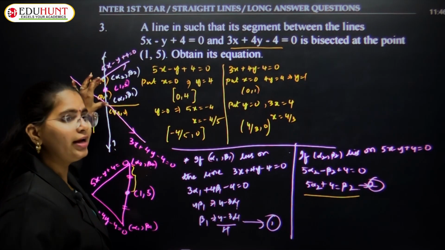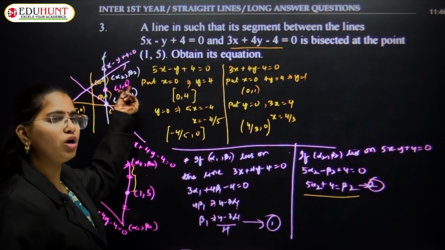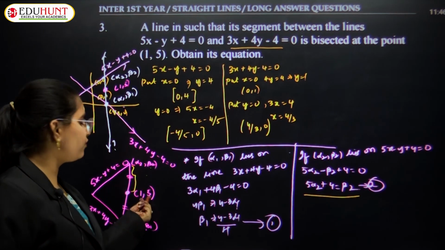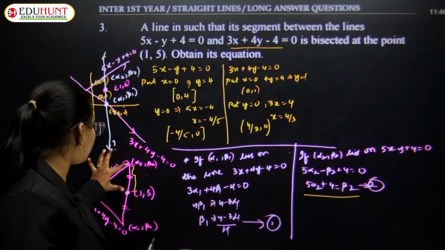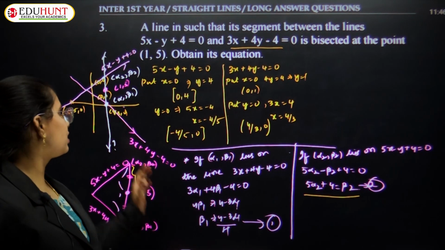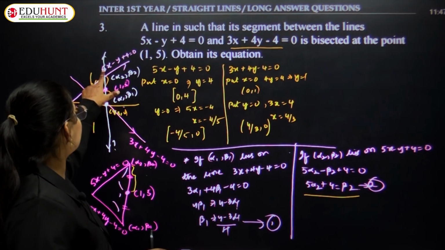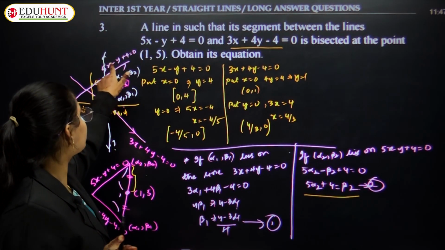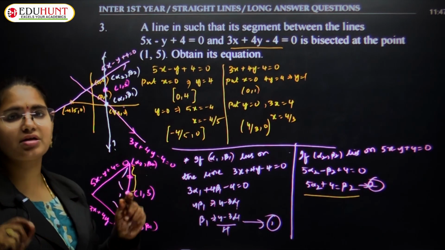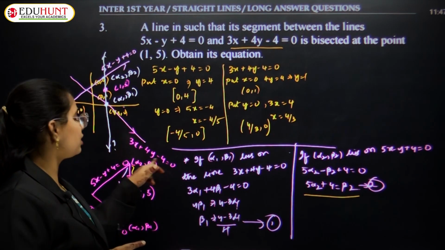The intercepted part between them is our intercepted part, which is getting bisected at (1, 5). This is the line which is making two equal halves at (1, 5). In that case, I need to find either this line segment or that line segment. Anything is fine. So first we plotted the graph of the two lines. Let us imagine the line 5x minus y plus 4 equal to 0 intersects at (alpha 2, beta 2), and similarly this line intersects at (alpha 1, beta 1).